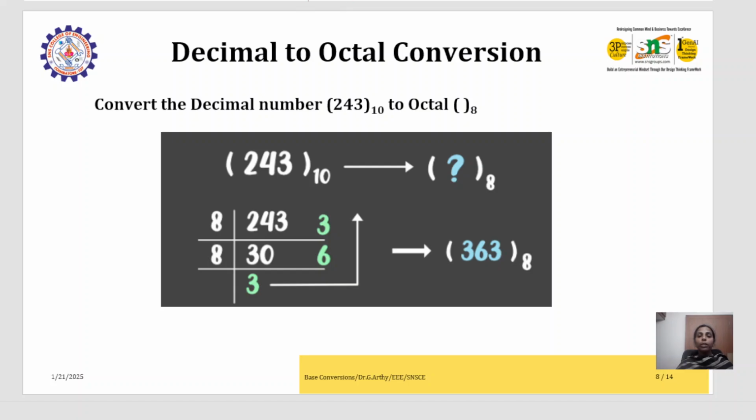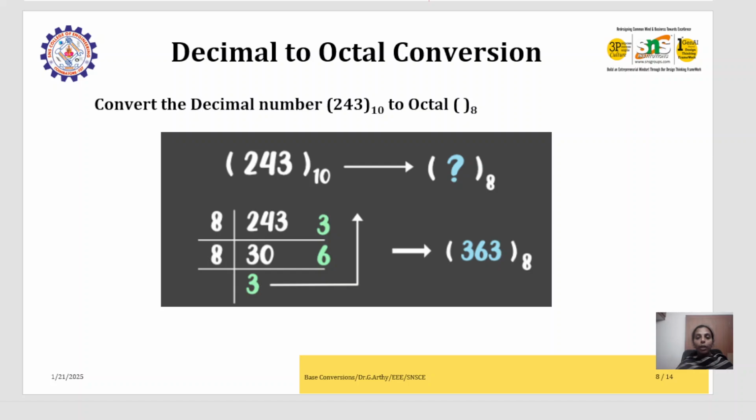Now, how to convert a decimal number to octal? When we want to convert a decimal number to binary, we divide it by 2. For octal, the base is 8, so we have to divide it by 8. If you want to convert it to hexadecimal, we have to divide it by 16.